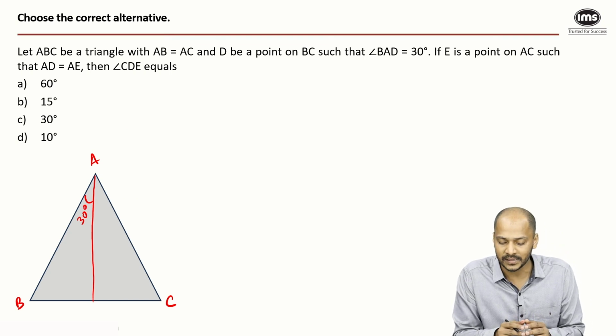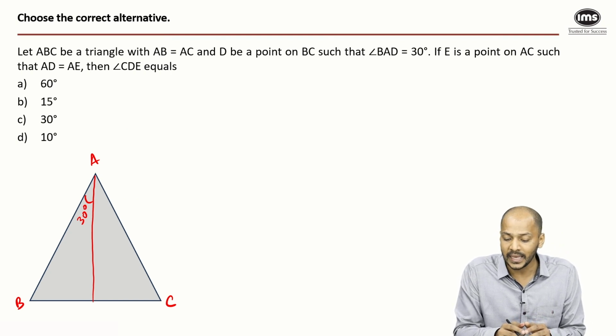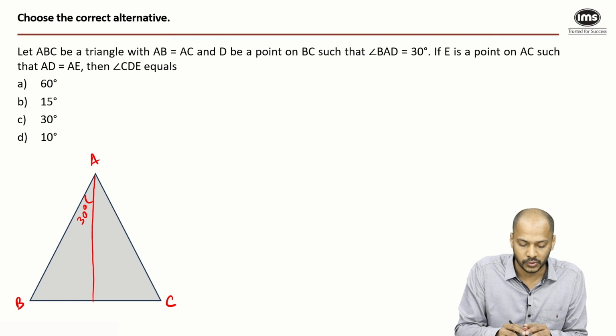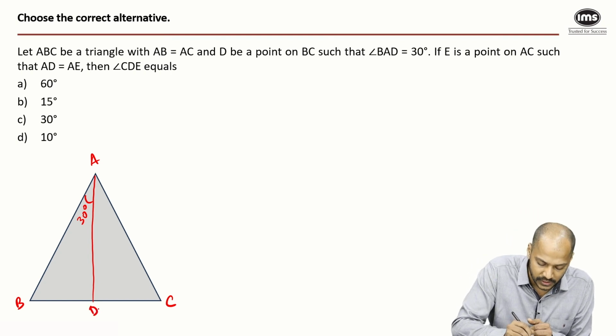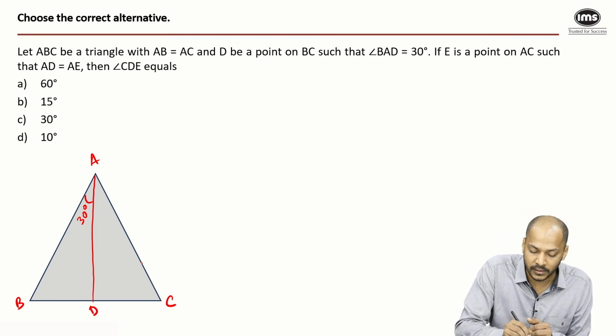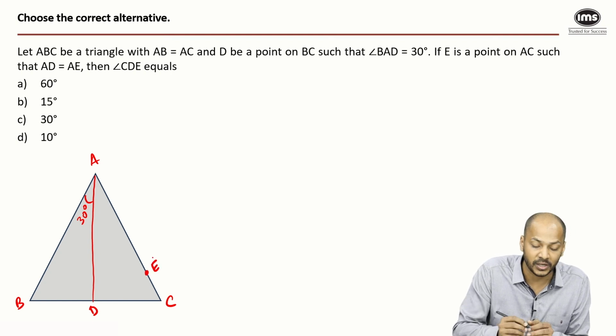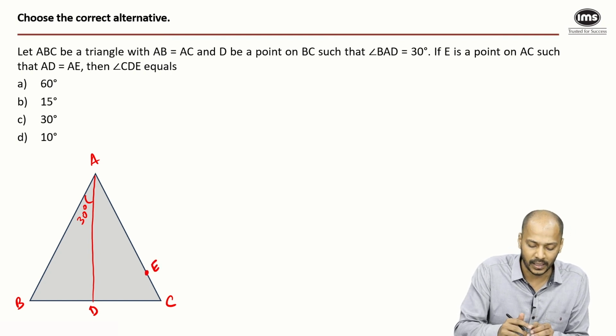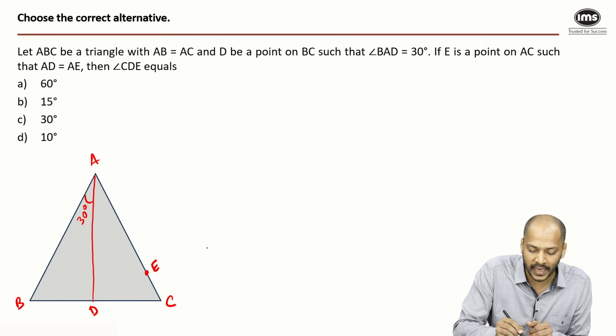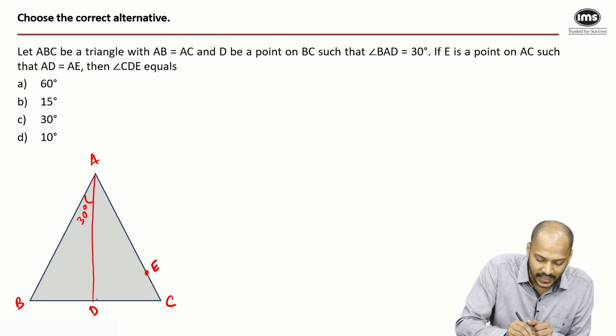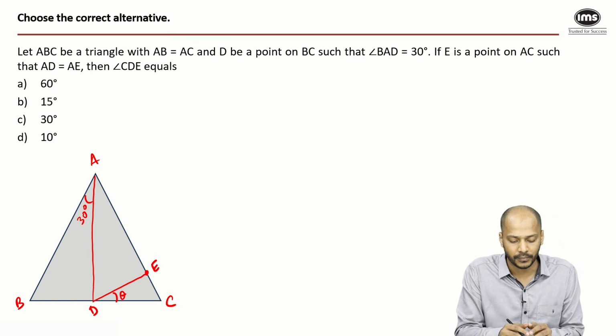Now if this angle is 30 degrees and E is a point on AC. So this point is D, and E is a point here such that AD is equal to AE. So something like that. I have an E over here, and if AD is equal to AE, then find the angle CDE. So we are asked to find how much is this angle theta.